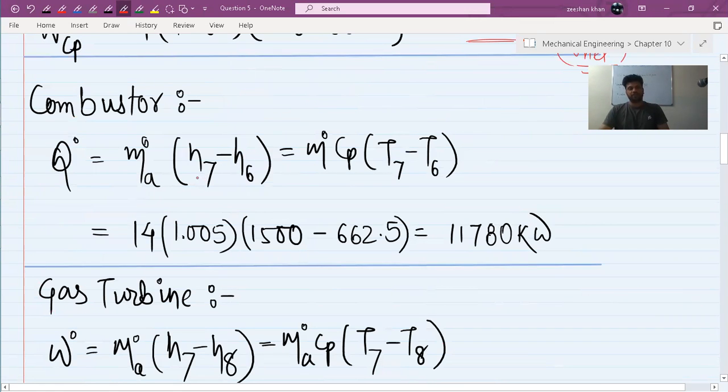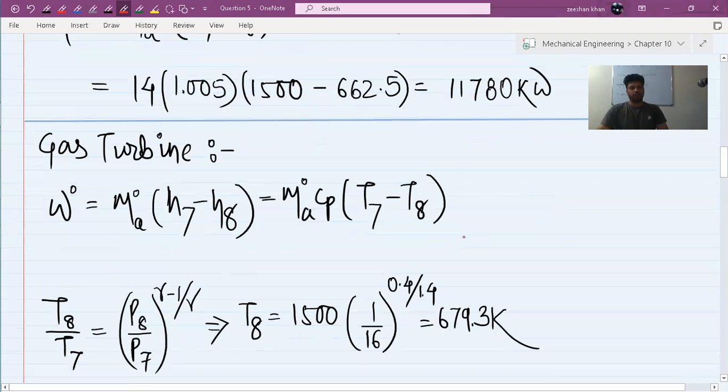The combustor again takes the state of the gas from the sixth state to the seventh state. That is why the amount of heat transfer comes out to be this much. And using the constant specific heat at constant pressure and all of these quantities, you get the amount of heat that you have given to the combustor for taking the gas from state 6 to state 7. That comes out to be 11780 kilowatt.